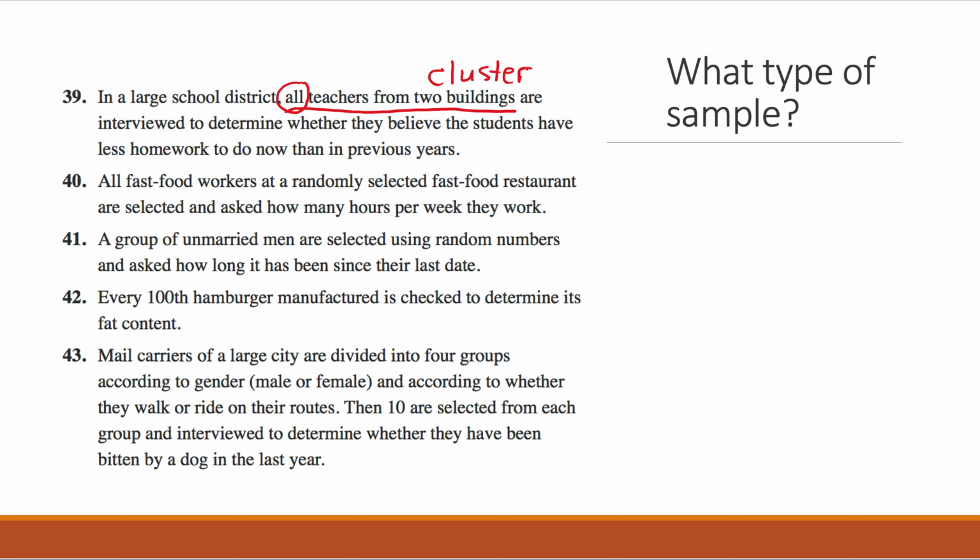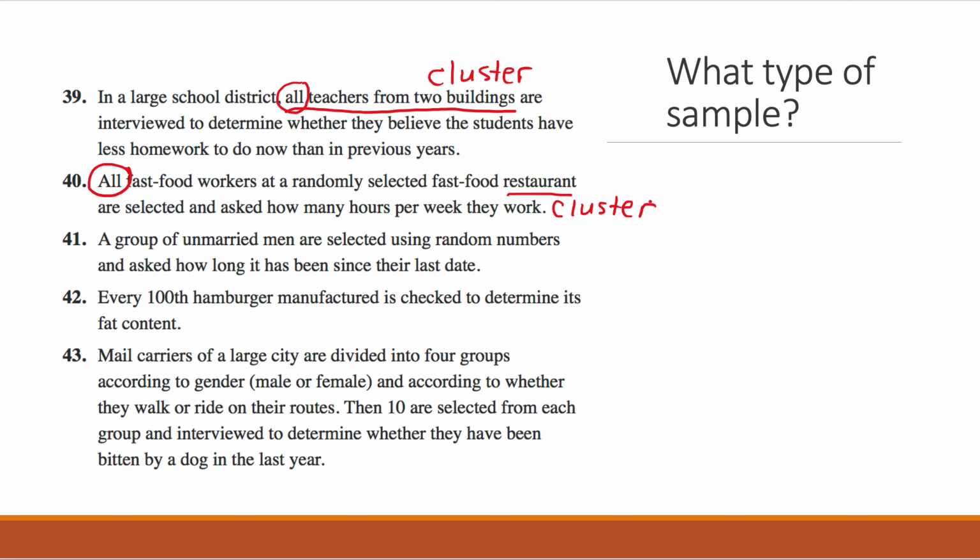All right, number 40 is similar. It says all fast food workers at a randomly selected fast food restaurant. So the restaurants are the groups. We've got a group of workers who work at McDonald's, a group who work at Burger King, and a group who work at Wendy's. We're going to pick one of those restaurants and survey everybody there. So again, that makes that a cluster. We've got the groups and we're picking an entire group.